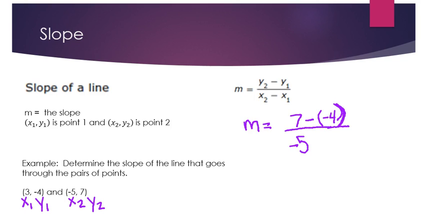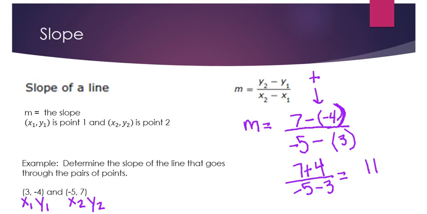And then in the denominator, x2 was negative 5 minus x1. So we've got our minus sign, and x1 is 3. Okay? From there, minus a negative will make this become a positive, right? So we'll have 7 plus 4, and then we'll have negative 5 minus 3. So 7 plus 4 is going to give us 11, and negative 5 minus 3 is going to give me negative 8.